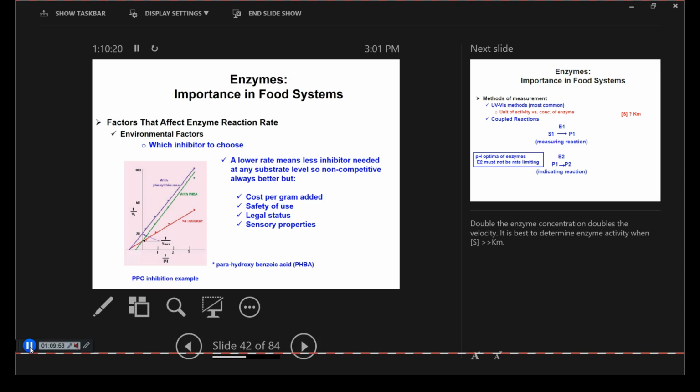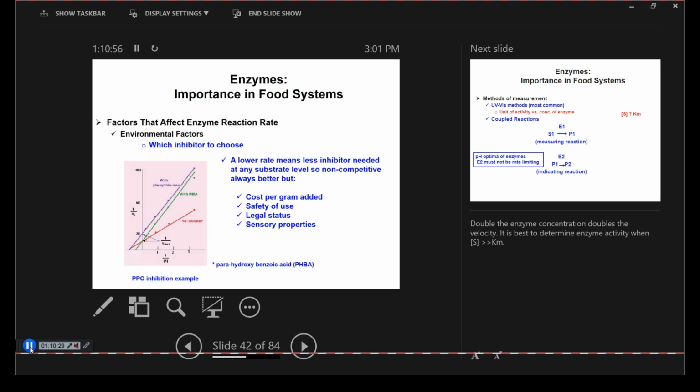Because it's not impacted by the amount of substrate. Competitive inhibitor is impacted by amount of substrate. So if we have high amount of substrate, even if we add an inhibitor, it might not have a great impact because the substrate is present in abundance. So you need to add more of the inhibitor, and that becomes costly. However, an inhibitor that impacts the actual rate of the enzyme rather than the affinity, so it is not impacted by the substrate concentration, would be better.